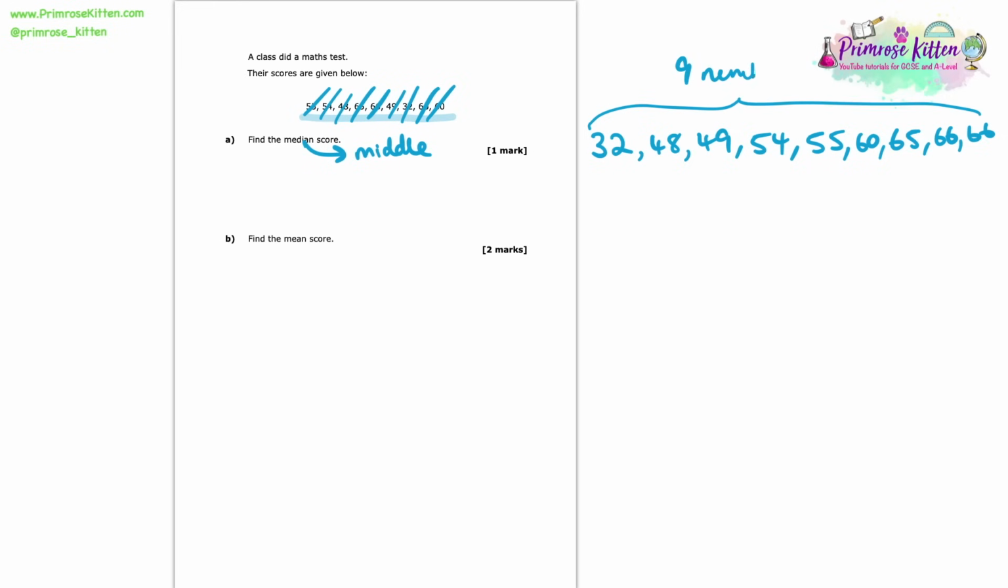So to find the middle one, the easiest way to do it is to cross one out from the beginning and then one out from the end, and then move in again. So beginning, end, and then again, beginning, end, again, beginning, end, until you end up with a value in the middle. So in this case, that middle value is the median, and that is 55 in this case. So the median score is 55.